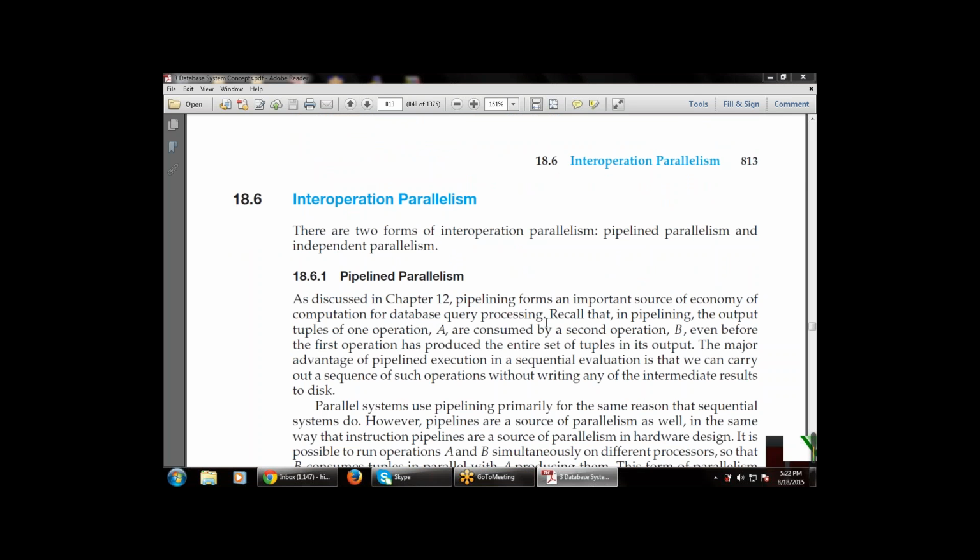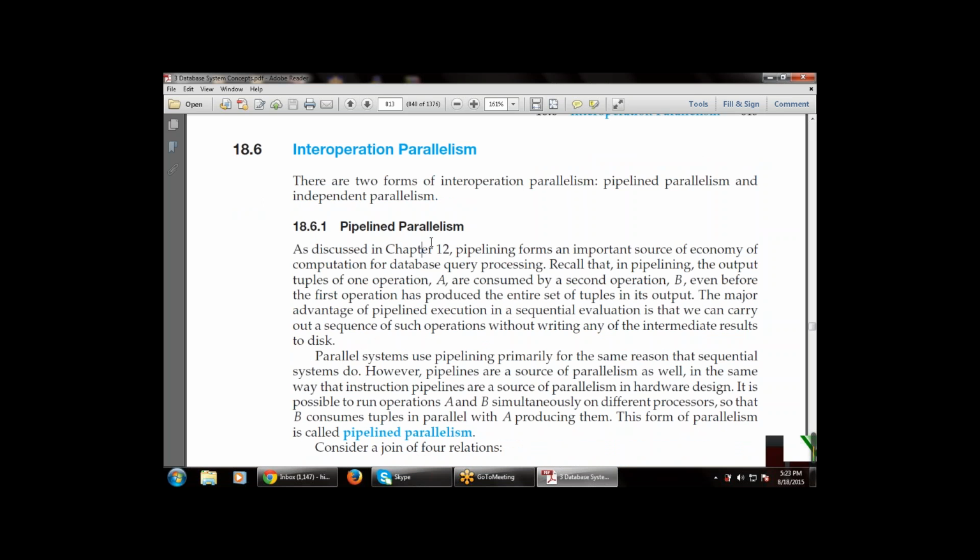Next is inter-operation parallelism, that is, how to perform inter-operation parallelism. So there are two parts of inter-operation parallelism. One is pipeline parallelism, one is independent parallelism. Pipeline means the parallelism will be maintained in a pipeline, one after another, that is pipeline parallelism. Independent parallelism means there is no interference among the various operations, that is independent parallelism. So first is pipeline parallelism.